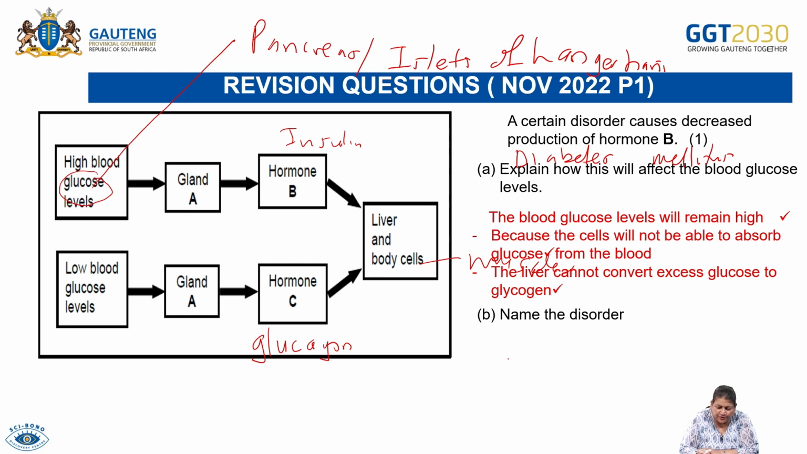Right. So here it is. Explain how this will affect the blood glucose level. If there's not enough insulin, the blood glucose levels will remain high. This is very, very important.